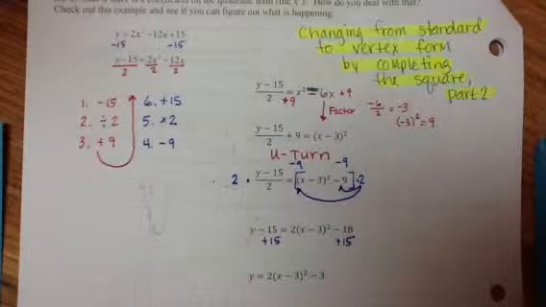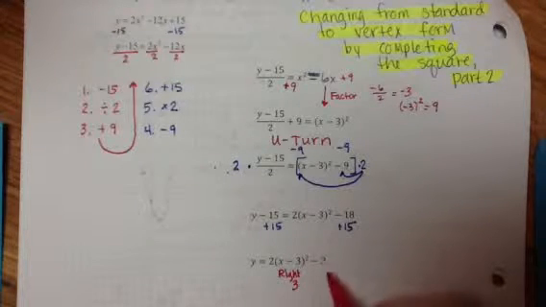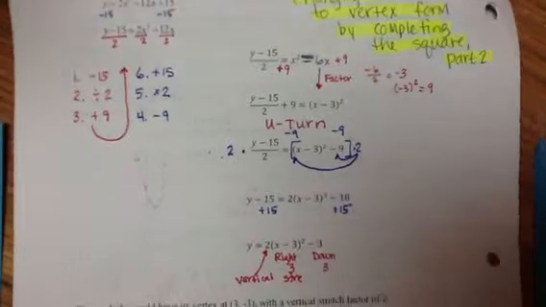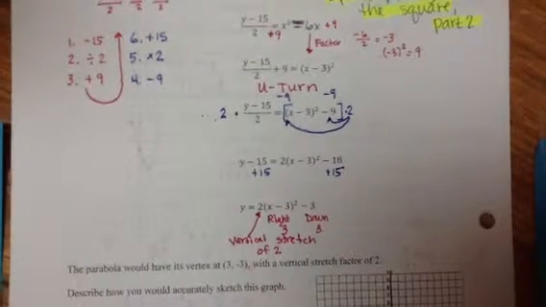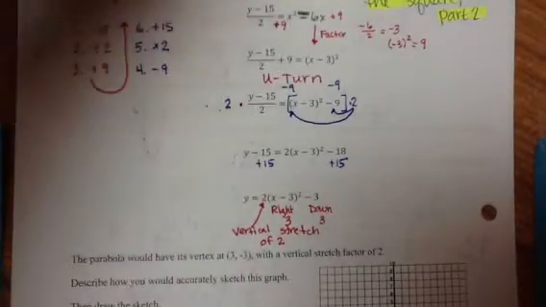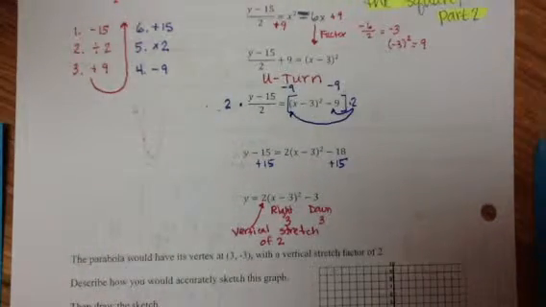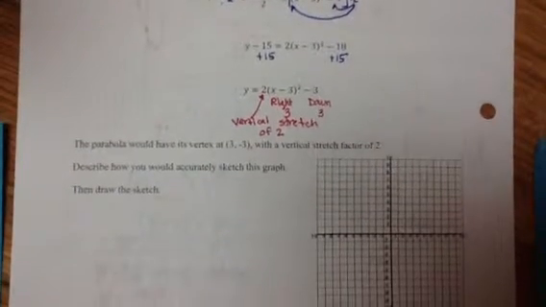Now this parabola has 3 different transformations. We are shifting right 3. We are shifting down 3, and out front here we have a vertical stretch of 2. So when we go to sketch this graph, we are going to start from that new vertex at 3, negative 3, and then grow our parabola from there.